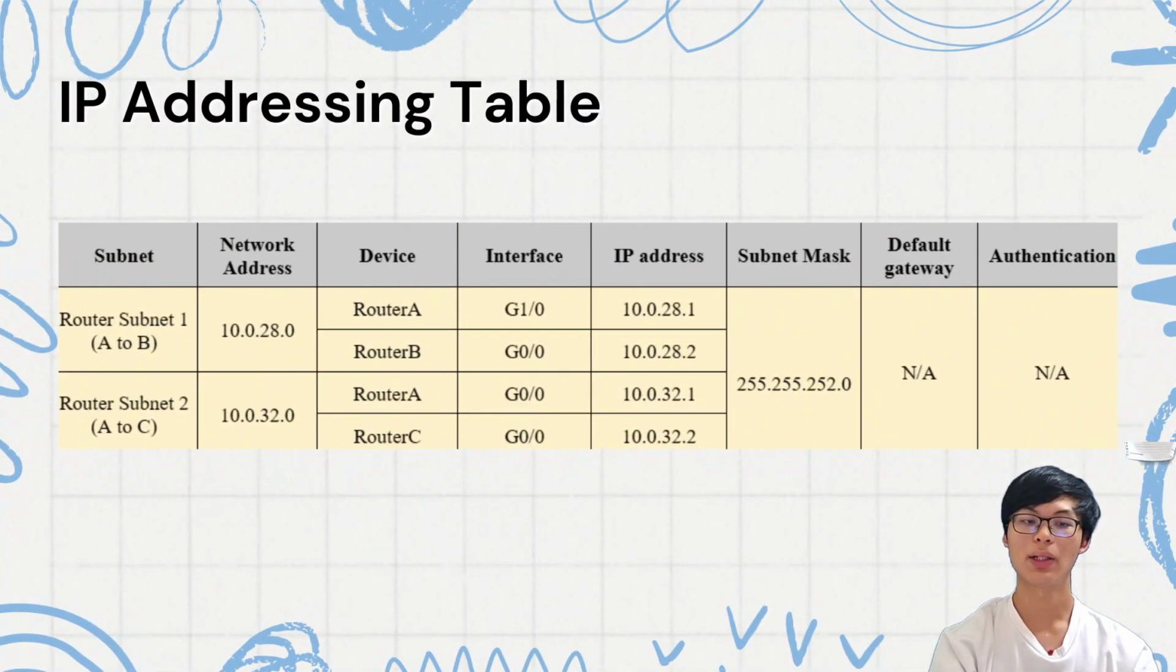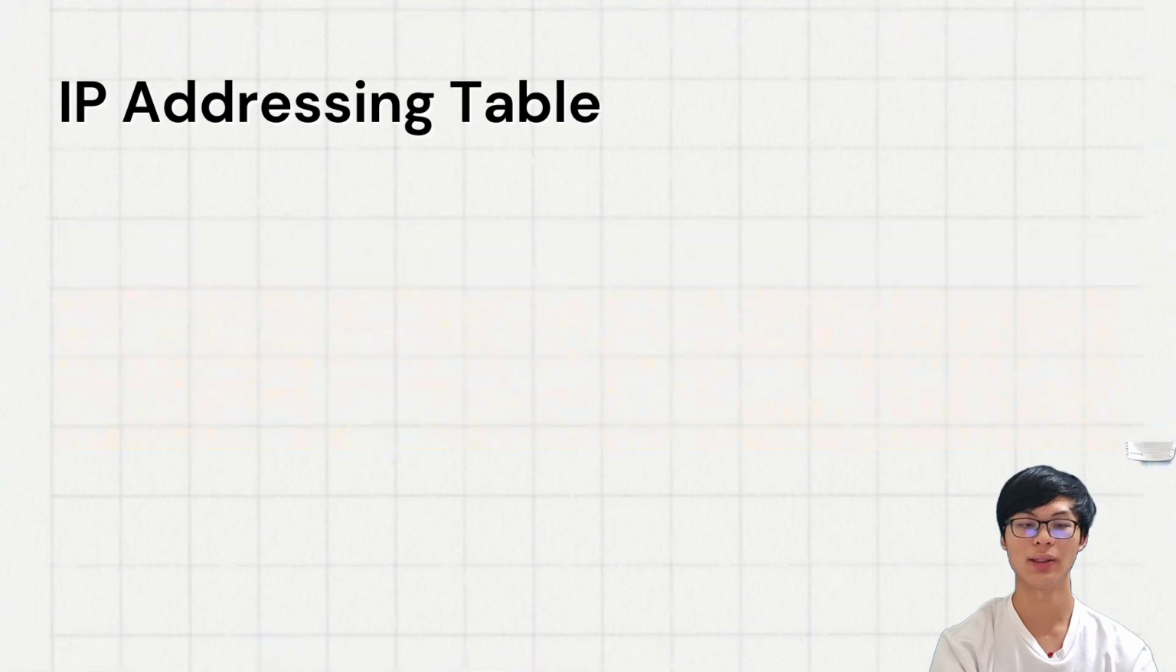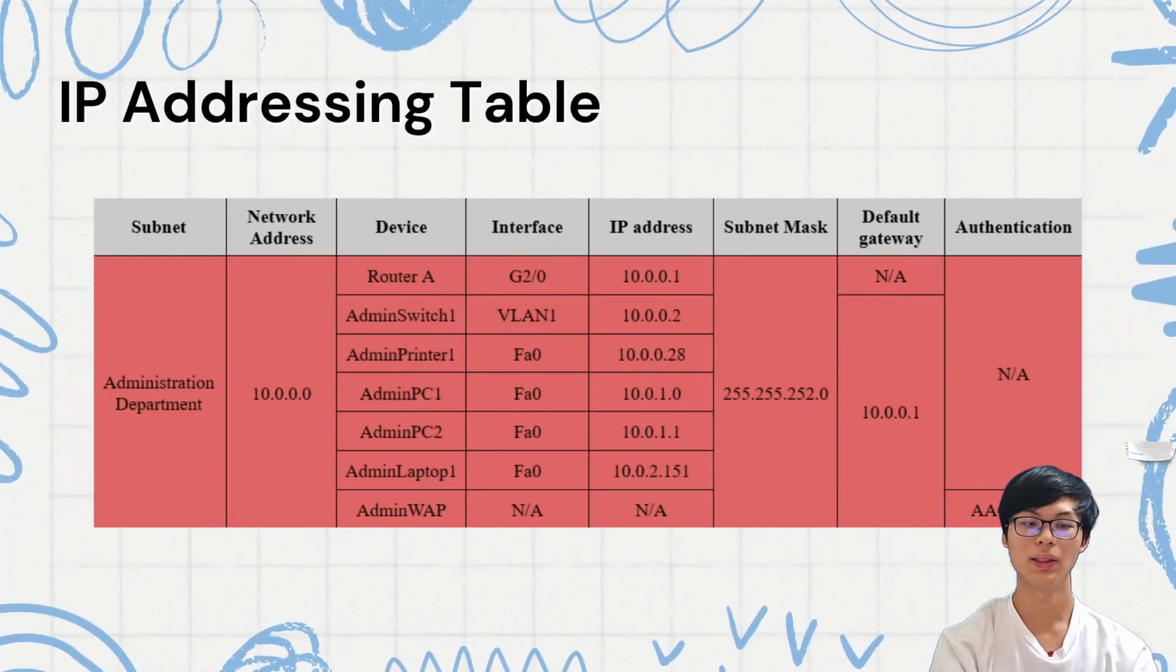This is the IP address for the routers. For each router, we use the gigabit Ethernet ports as its interface. And this is the addressing table for the administration department. For the routers, in each department, we use gigabit Ethernet. And for every switch, in each department, we use the VLAN 1 as its interface. And every end device uses fast Ethernet ports as its interface.